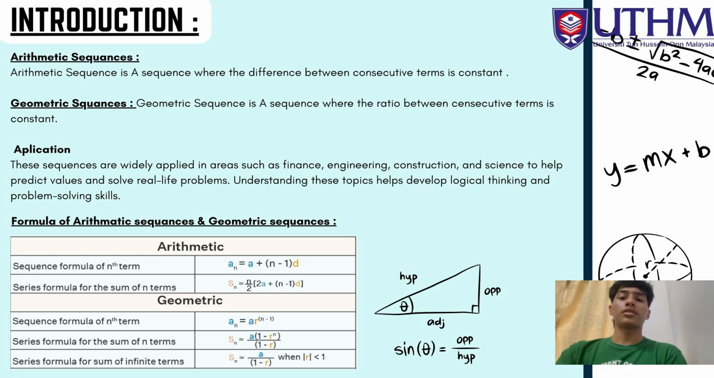They are not just numbers on a page, but they are widely applied in finance, engineering, and construction to help us predict future values. On the screen, you can see the formulas. We use the nth term formula and the sum of n terms for both arithmetic and geometric progression.